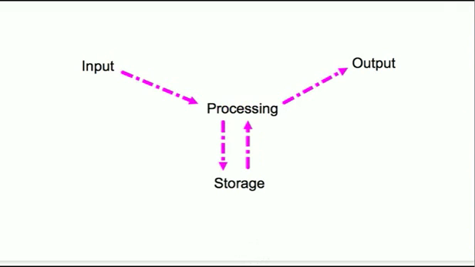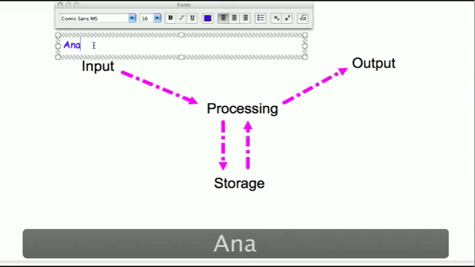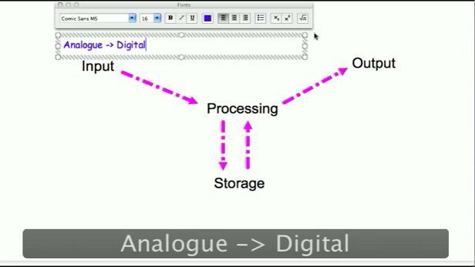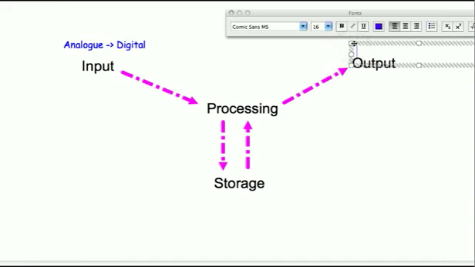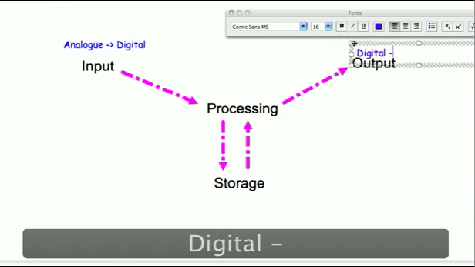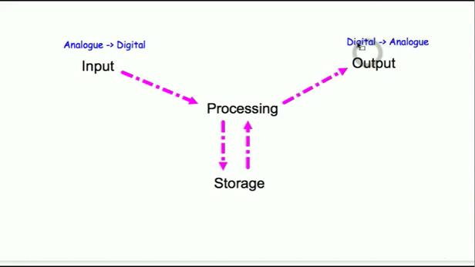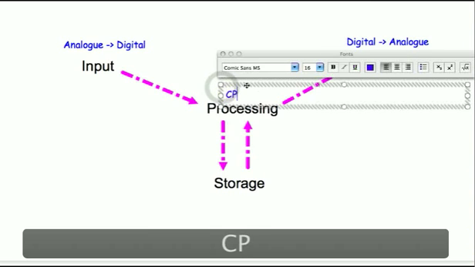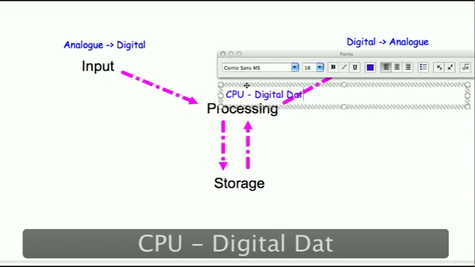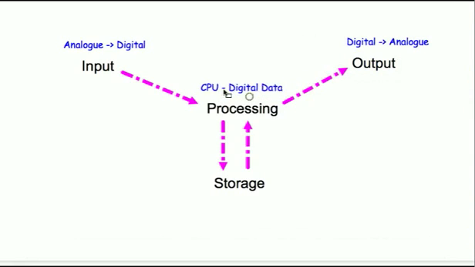So with an input device, it takes analog data and transforms it to digital. And with an output device, it does the complete opposite, from digital to analog data, or something that a human can understand. Remembering, with processing or CPU, you can only deal with digital data. And that's how it works.